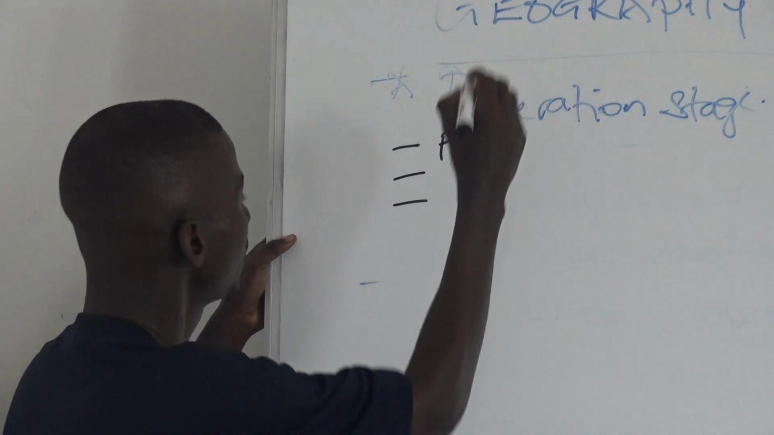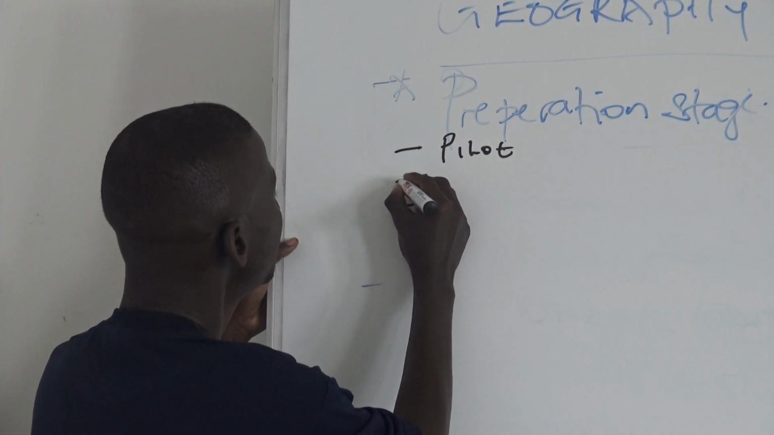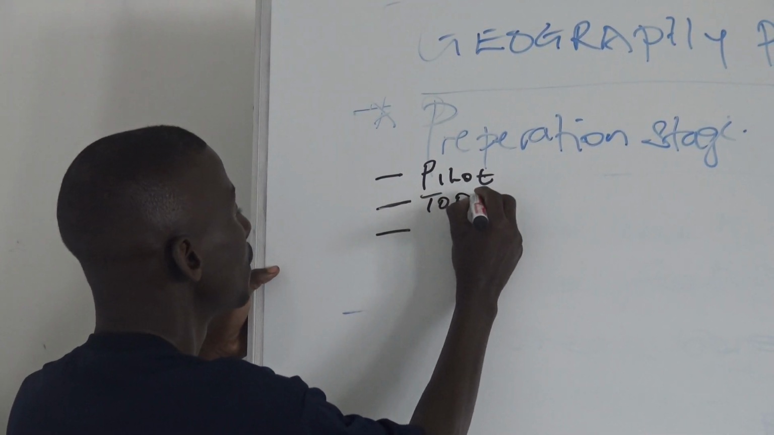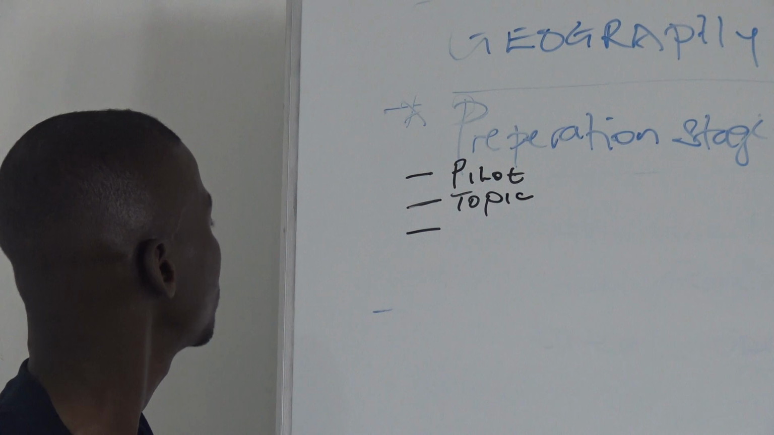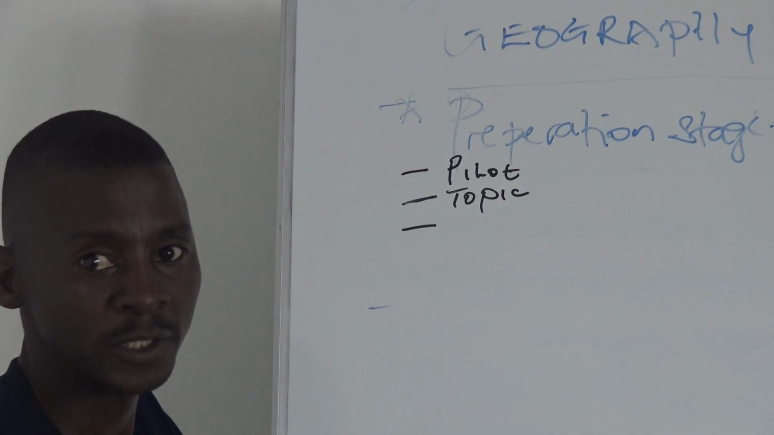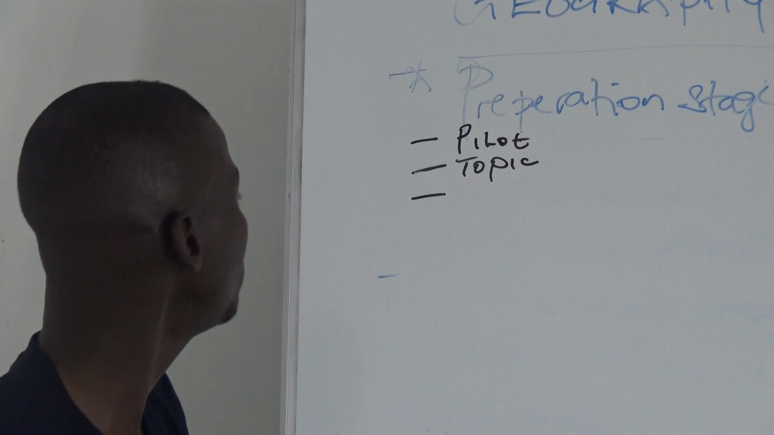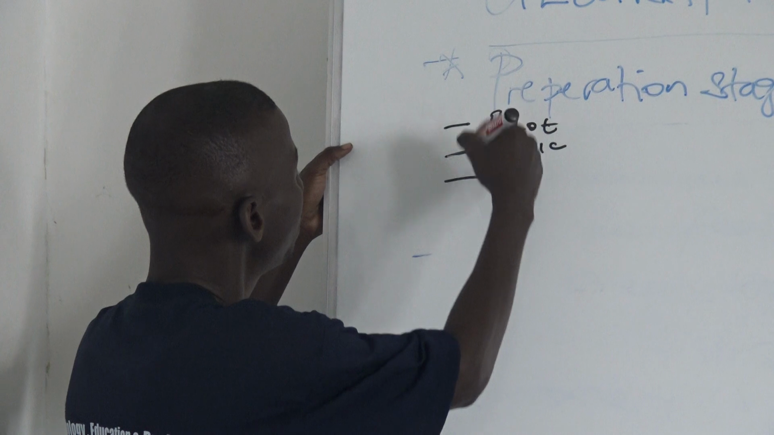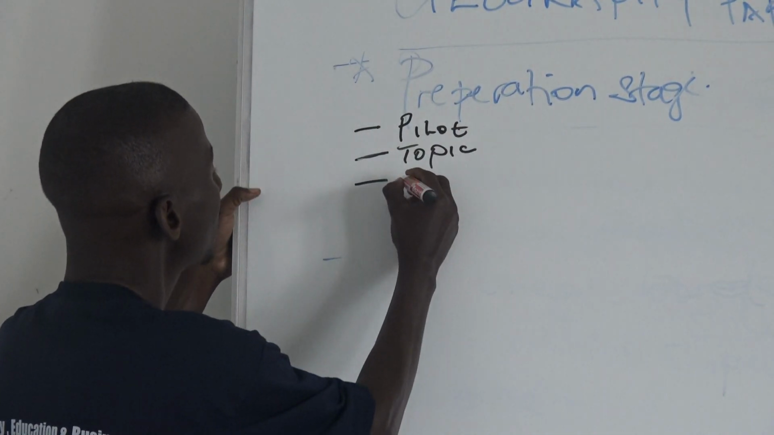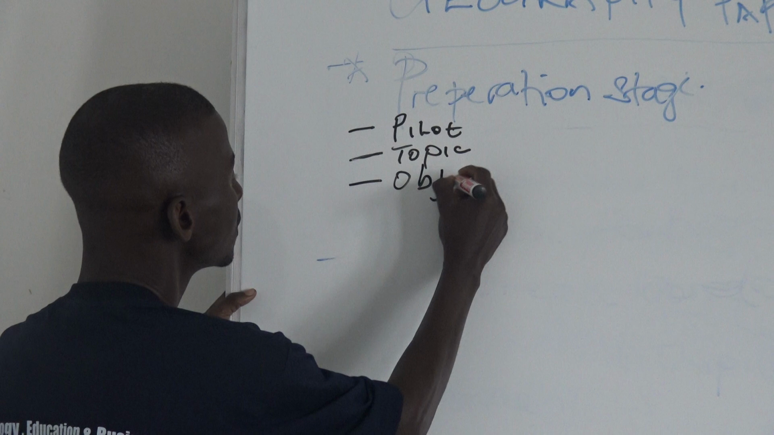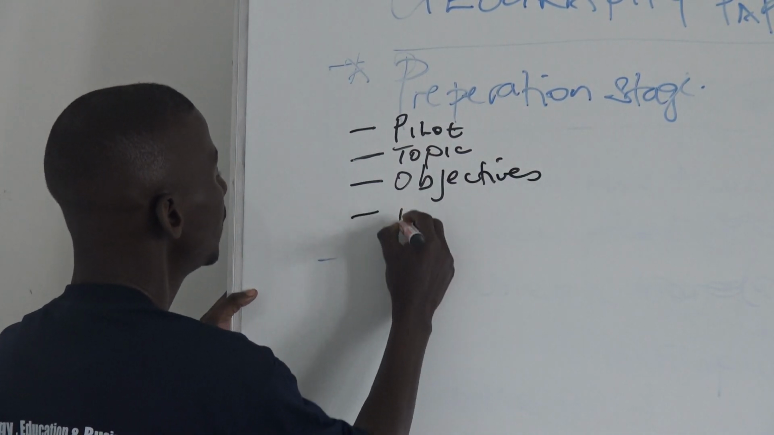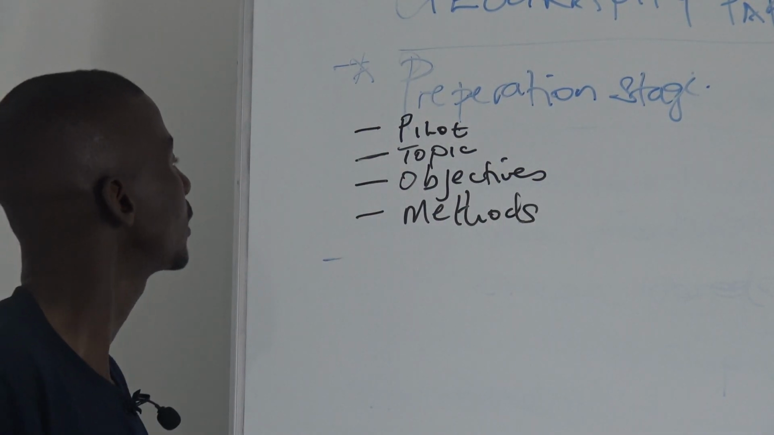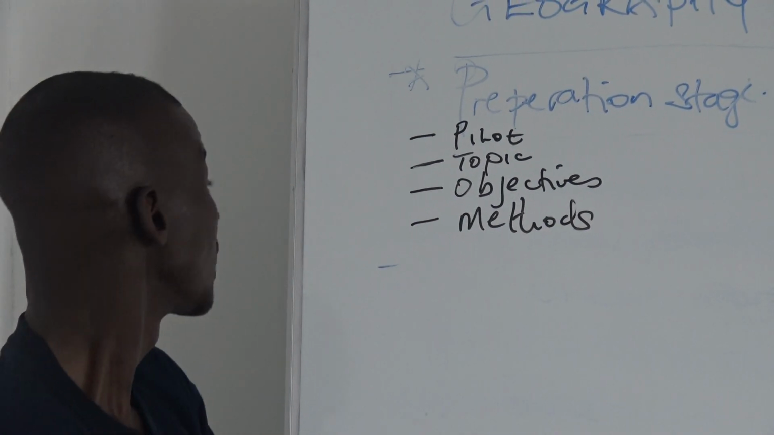The second activity in the preparation stage is the topic. I'm also going to explain that the topic has a number of elements, as we are going to see one by one. But first, to highlight the four things that we require: the pilot, the topic, objectives, and then lastly the methods. Those are the key things that we find in the preparation stage.